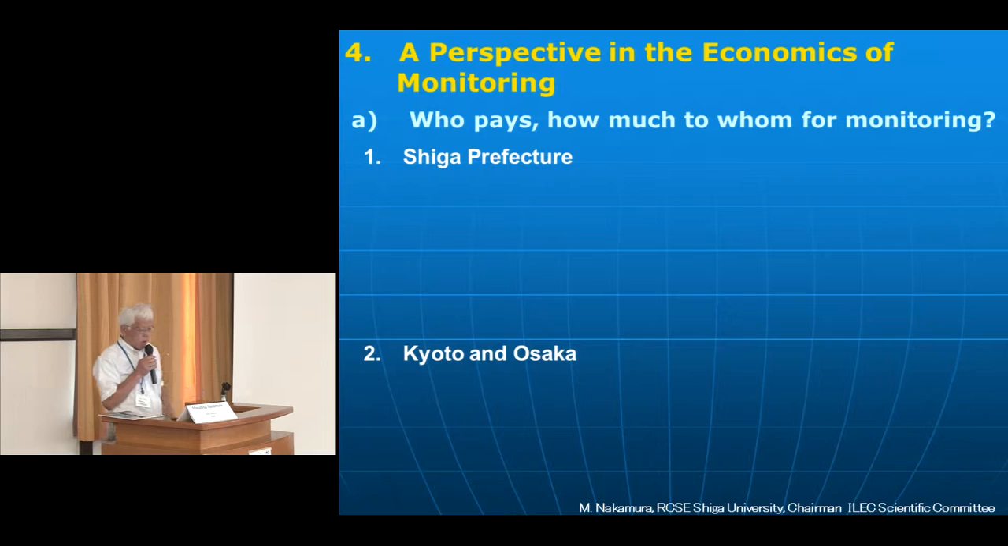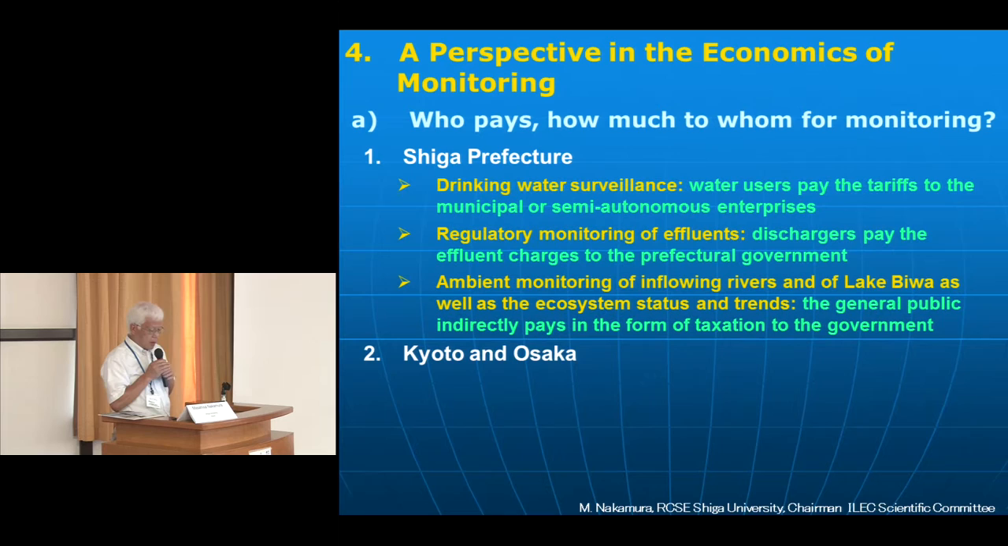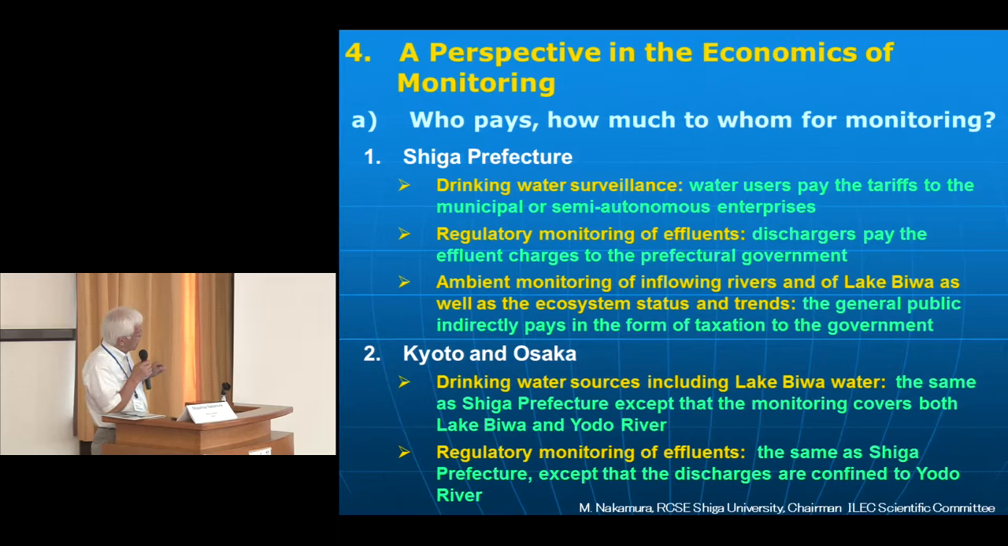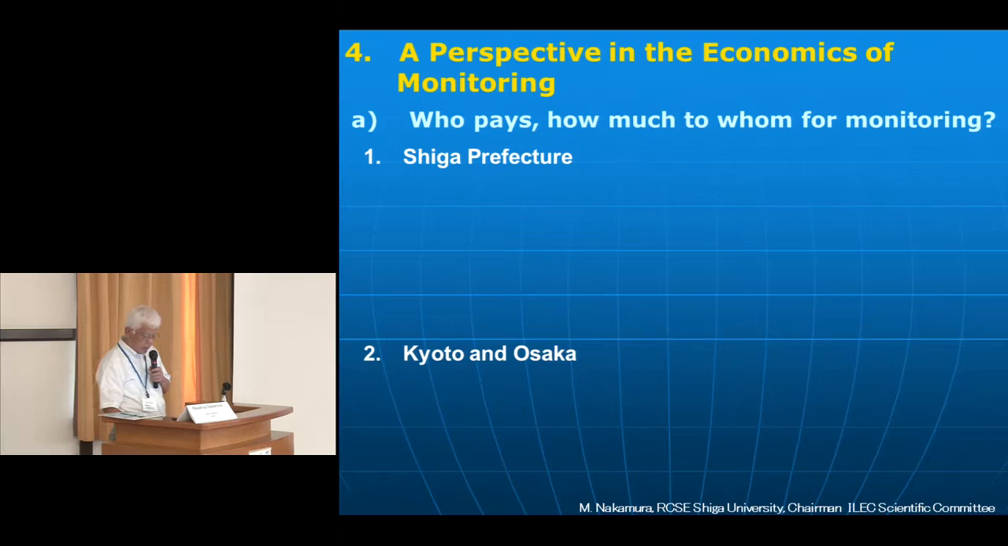In Shiga Prefecture, in terms of payment, for the drinking water surveillance, water users pay the tariffs to the municipal semi-autonomous enterprises. For regulatory monitoring efforts, the dischargers pay. Ambient monitoring in flowing rivers is basically supported by the general public by way of tax to government. Kyoto and Osaka are pretty much the same, except there are some monetary transactions from the downstream to the upstream because of the use of Lake Biwa water, in a scheme called the Lake Biwa Comprehensive Development Project. But overall, yes, I have gone over this.